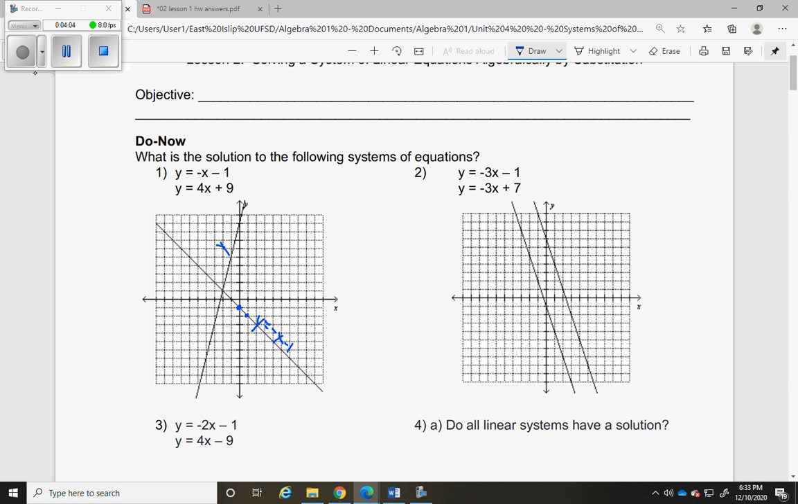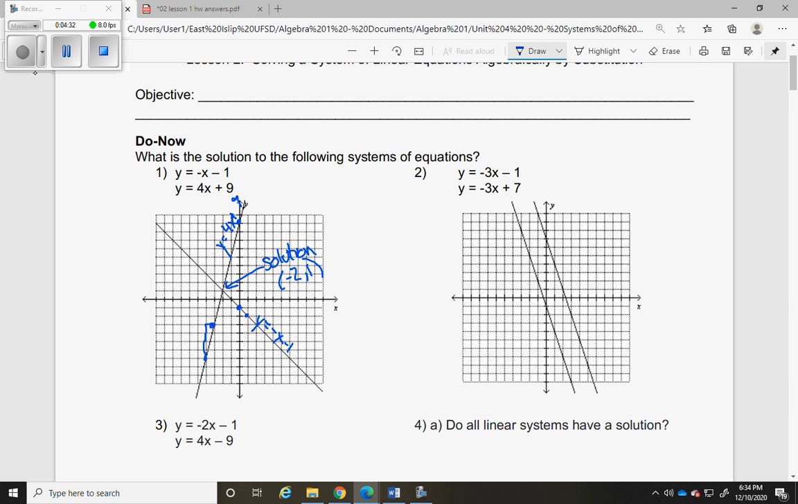The other line is y = 4x + 9. You can see that the y-intercept is at 9. If you pick a point and go up 1, 2, 3, 4 over 1, you land on the line. So these are the 2 lines graphed, and right there is the solution. The solution to this system is (-2, 1).